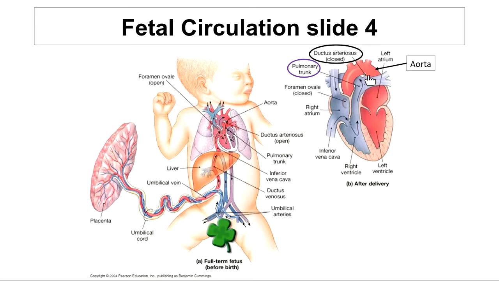L-I-G-A-M-E-N-T-U-M. Second word is arteriosum, A-R-T-E-R-I-O-S-U-M. So you can see the fetal circulation is a little bit different.